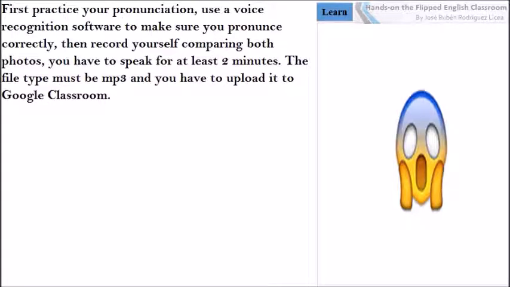First, practice your pronunciation. Use a voice recognition software to make sure you pronounce correctly, then record yourself comparing both photos. You have to speak for at least 2 minutes. The file type must be MP3 and you have to upload it to Google Classroom.